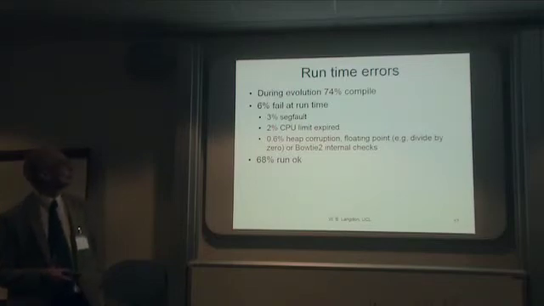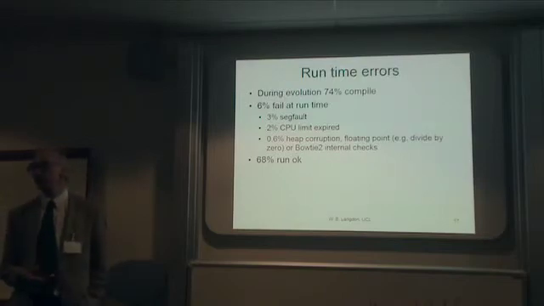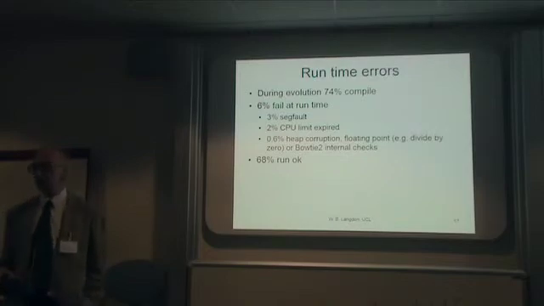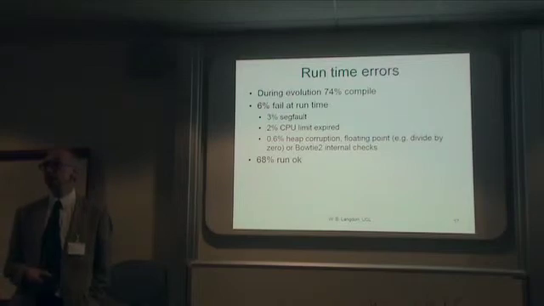So those that fail at runtime, about 3% fail with a segmentation error, and about 2% run into a CPU time limit. And then there are a small number of other things. So about 2/3 of our population runs and gives us a fitness value.